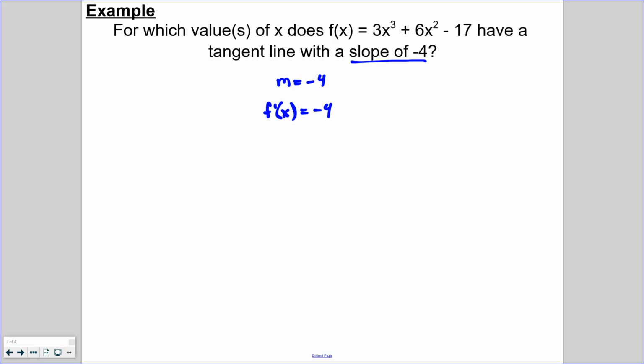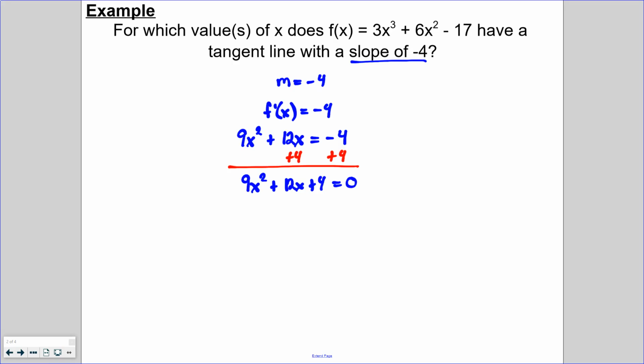Well, the derivative of 3x cubed is going to be 9x squared. The derivative of 6x squared is going to be 12x. And the derivative of negative 17 is going to be 0. So this will be equal to negative 4. Then we can continue solving. It is a quadratic, so we want to get all the terms on one side. So we'll add 4 to both sides here. That's going to leave us with 9x squared plus 12x plus 4 equals 0.